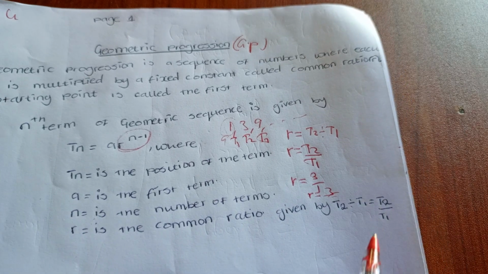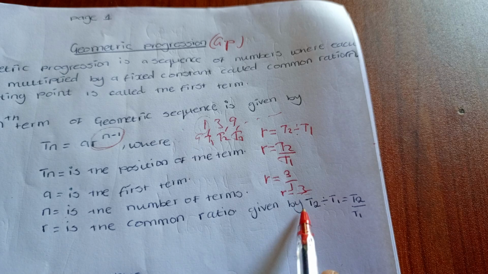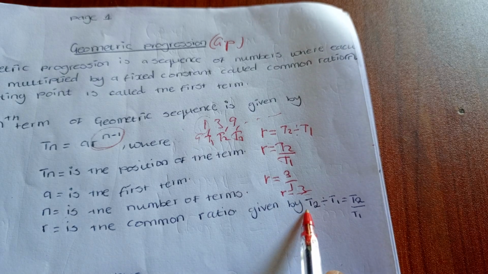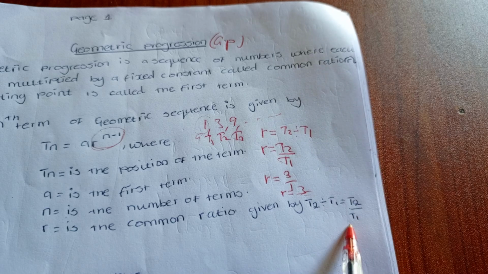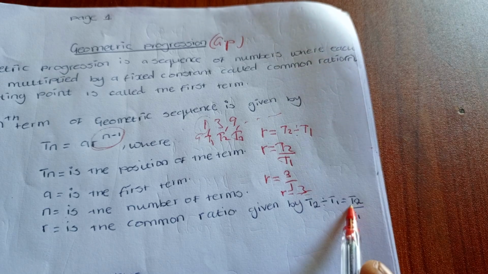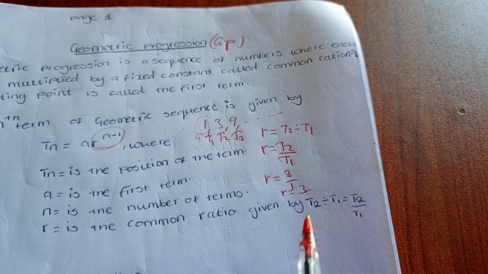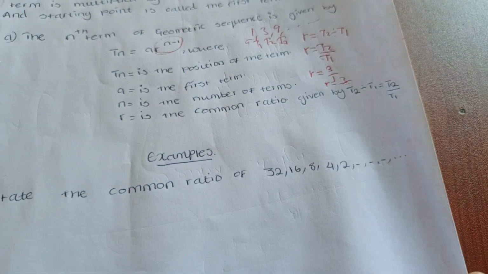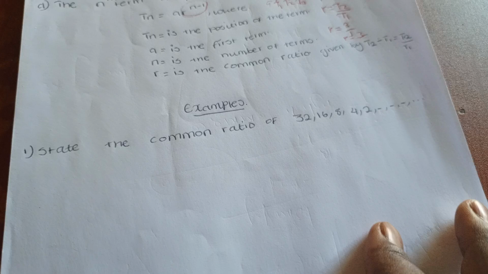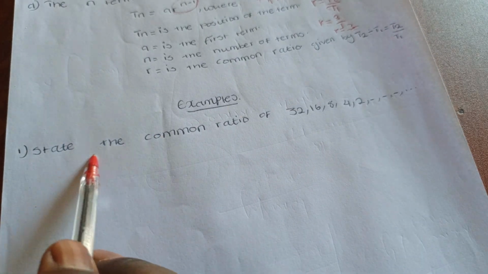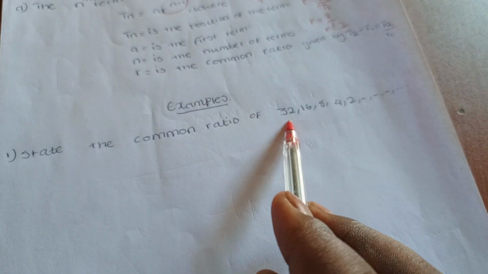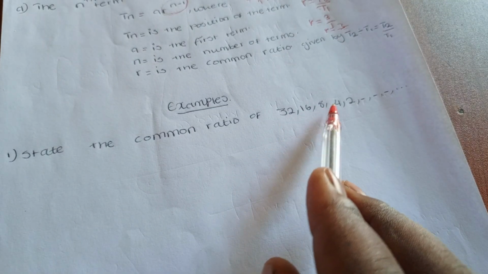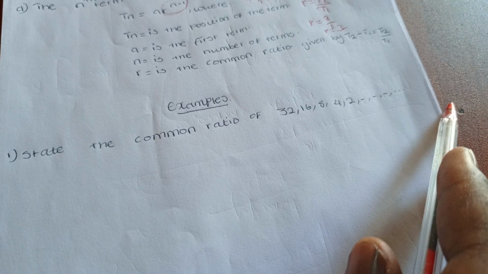The common ratio, remember what I said, is T2 divided by T1, which is the same as T2 over T1. Remember, division is the same as over. So here I've got the first example, which says state the common ratio of the GP: 32, 16, 8, 4, 2, etc.